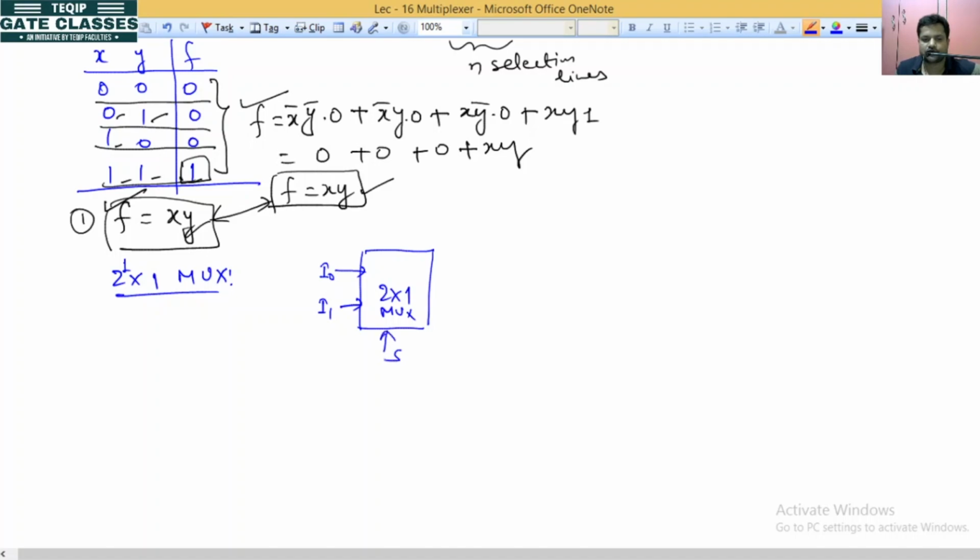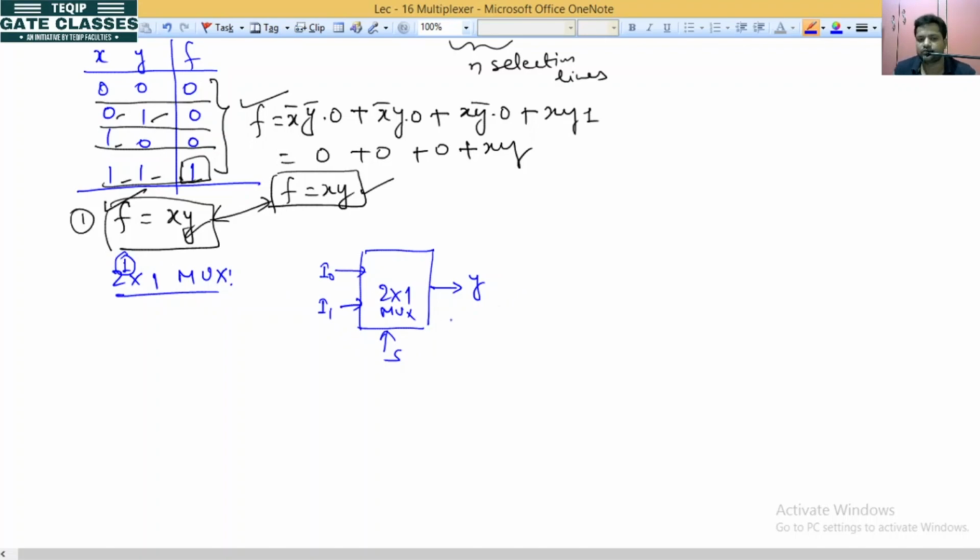This is S, the selection line, and here we have one output. How many selection lines? We know how we calculate the number of selection lines. We have to see the powers of 2. So it is 1, so 1 selection line is required for a 2 cross 1 mux.